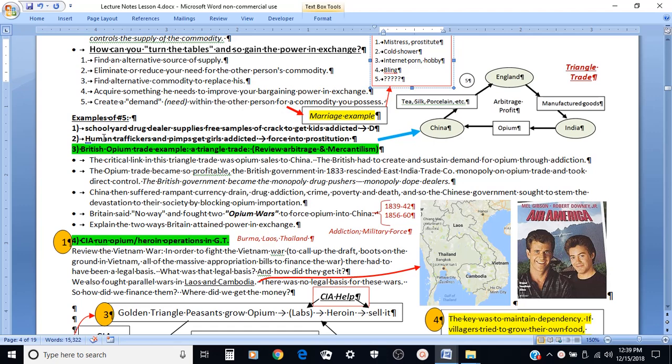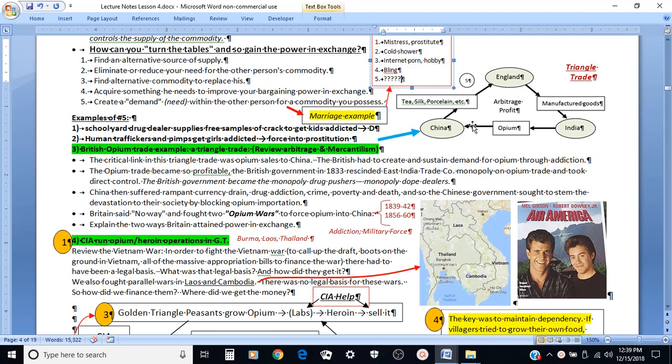Another example that is unfortunately too common is human traffickers or pimps. They get young girls addicted to a drug, maybe even forcefully addict them to a drug, and then use that addiction to drive them into prostitution. Another example is the British opium trade, which was a triangle trade. We talked about this in the last lesson, so I'll review it real quickly.